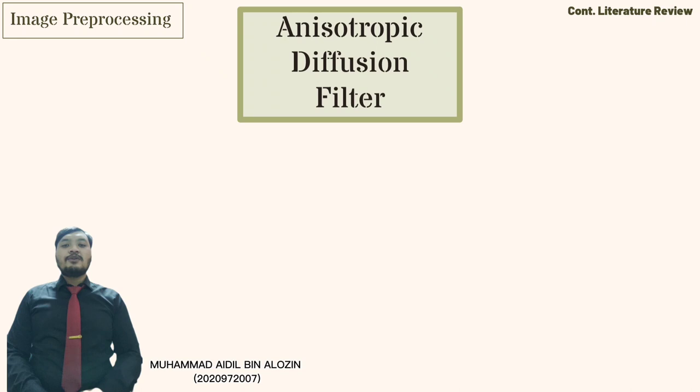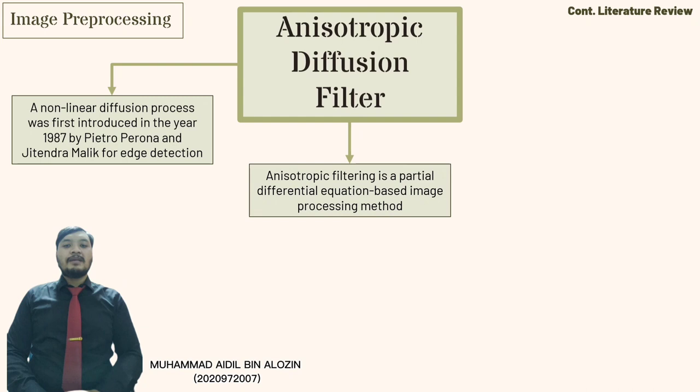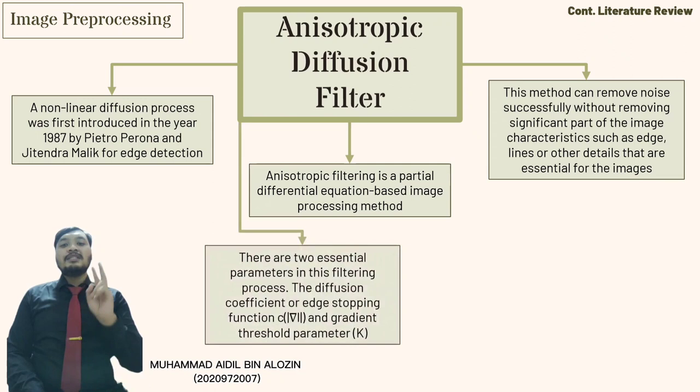This method was first introduced in 1987 by Pietro Perona and Jitendra Malik. This method is a partial differential equation based image processing method. It also has a specialized function to remove noise without removing significant parts of the image that will be filtered. There are two essential parameters in this filtering process. The diffusion coefficient and gradient threshold parameter must be estimated correctly.